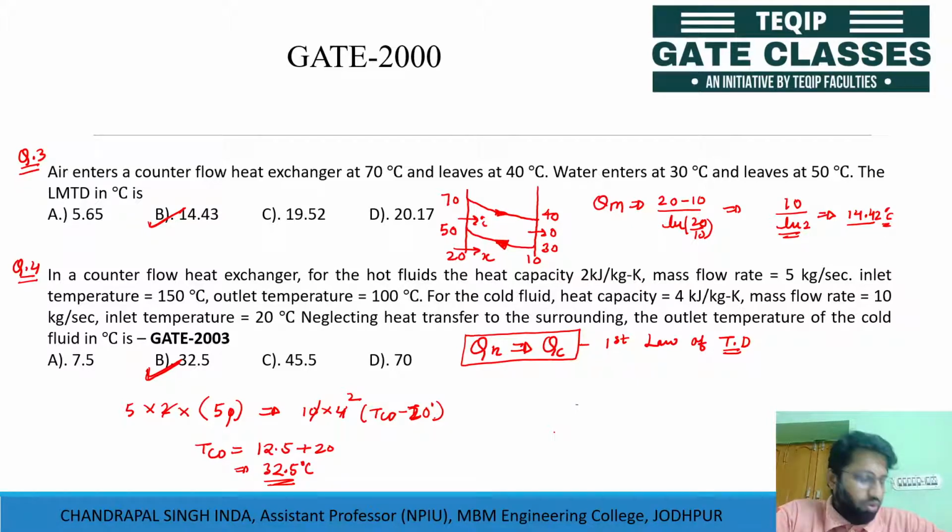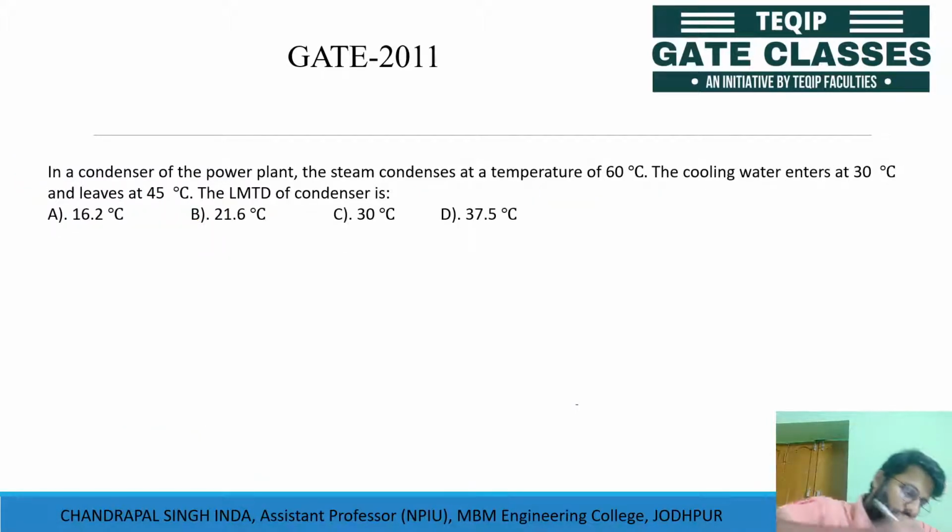Let's have another question. Question number 5 was in GATE 2011, and it is saying that in the condenser of the power plant, the steam condenses at the temperature of 60 degrees centigrade. The cooling water enters at 30 degrees centigrade and leaves at 45 degrees centigrade. The LMTD of the condenser is.